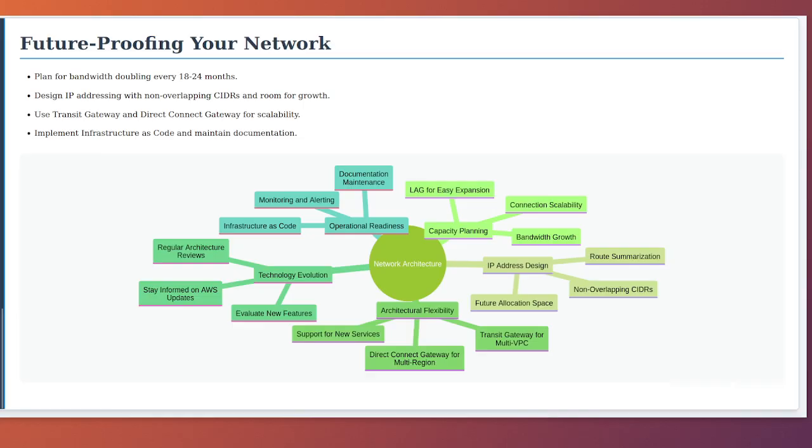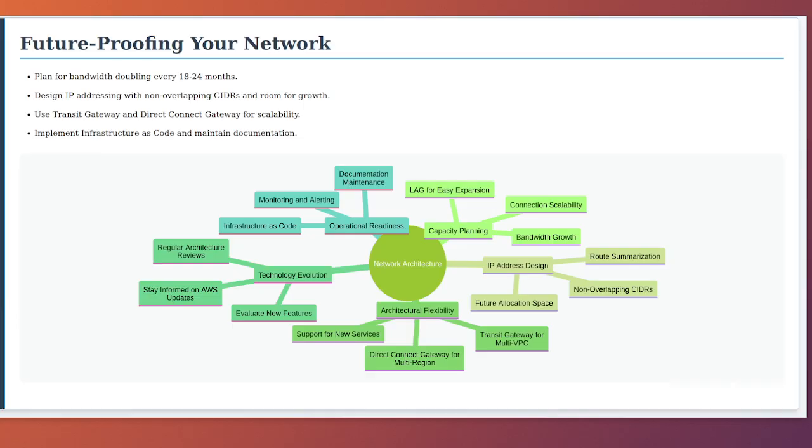Document your architecture thoroughly and keep documentation updated. When you make changes, update diagrams and documentation immediately. Include not just what the architecture is, but why design decisions were made. Future team members, or your future self, will need to understand the reasoning behind choices to make informed decisions about changes. Use tools like Lucidchart, Draw.io, or AWS architecture icons to create clear, professional diagrams.